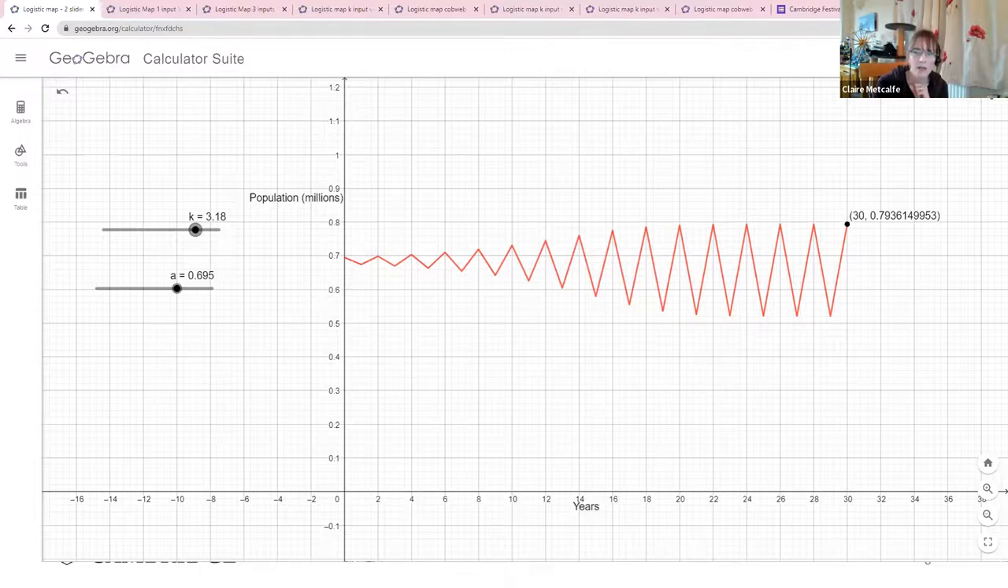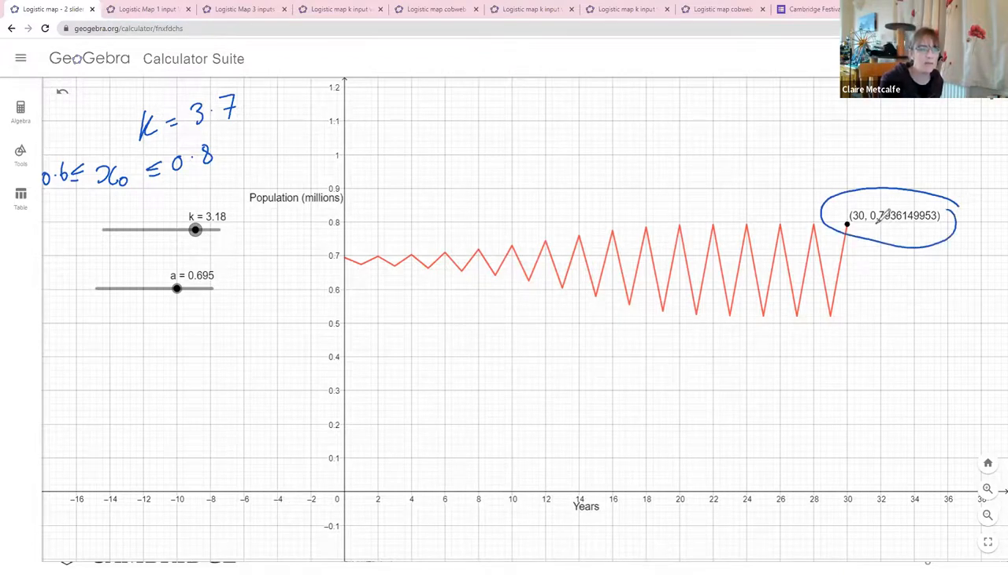I'd like you to take K equals 3.7, and take a starting point between 0.8 and 0.6. So K equals 3.7, between 0.8 and 0.6. And then in the chat, can you tell me where you end up after 30 years? So you could just write those few values. I'll do it myself as well.